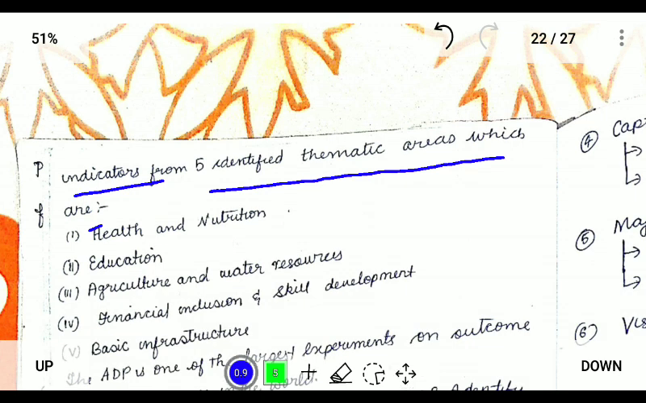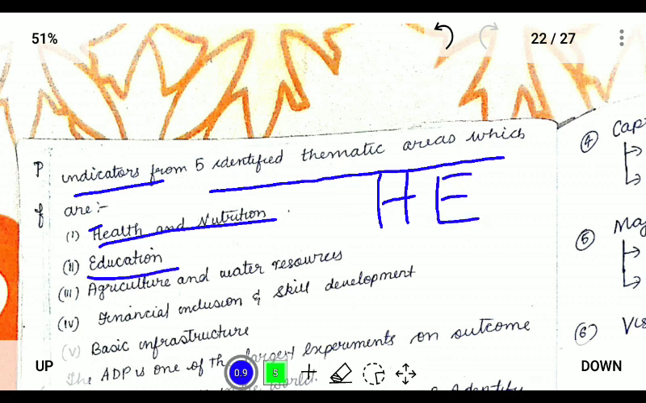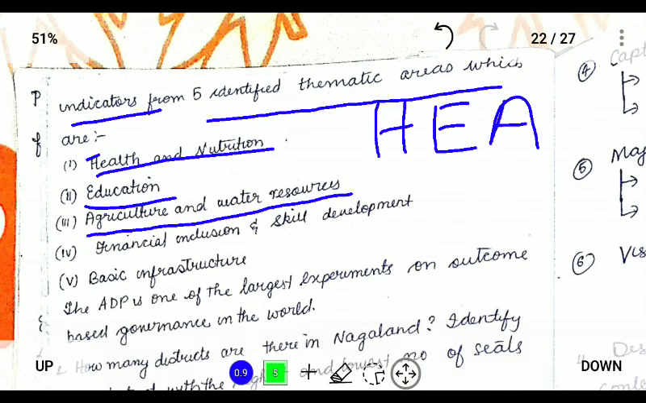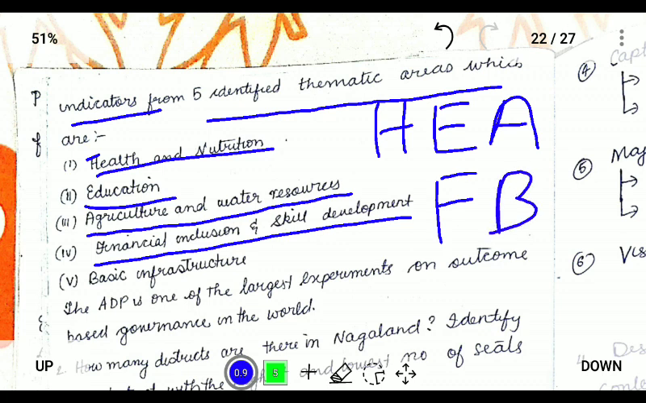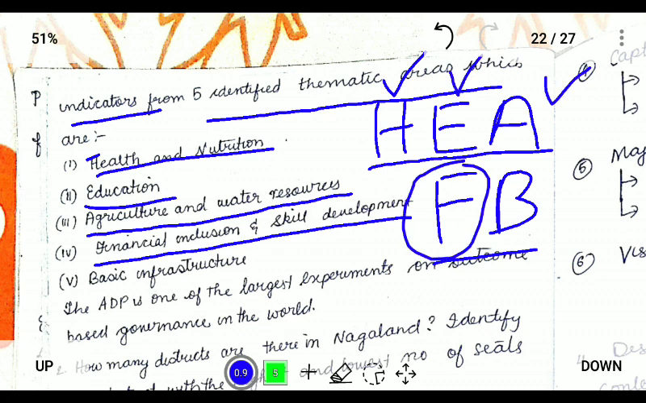Health and nutrition, so focusing on the health of the district; education, primary education; agriculture and water resources; financial inclusion and skill development; and basic infrastructure. So we can remember HEAFP, that is health and nutrition, education, agriculture and water resources, financial inclusion, and basic infrastructure. So these are the 5 points you can write.